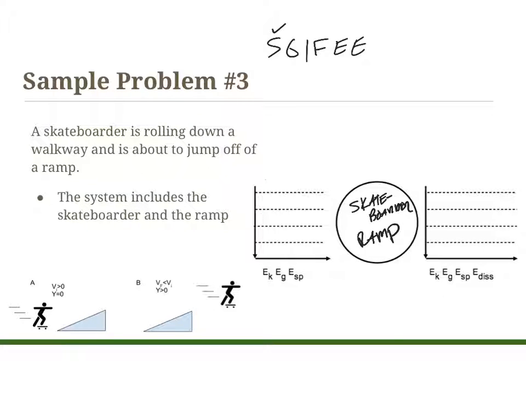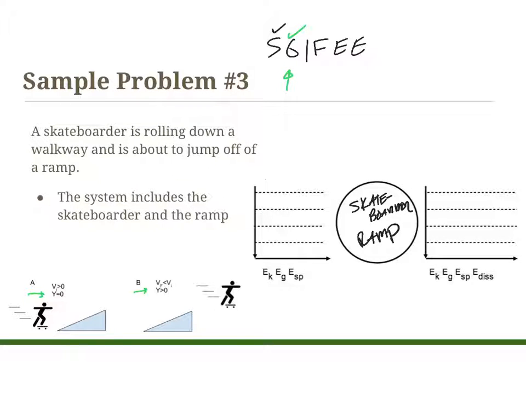Okay, so check. Is there a gravity change? Well, I can see that there is some type of gravity change because the y initially is at 0 and now the y is greater than 0. So yes, there is a gravitational change, so that tells me that the skater moved up.